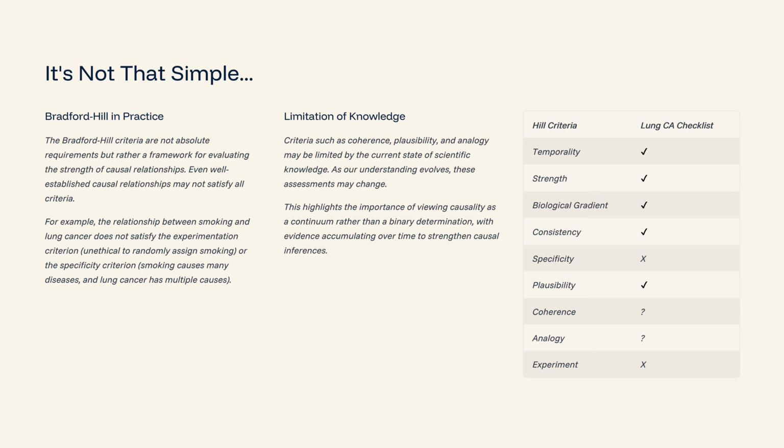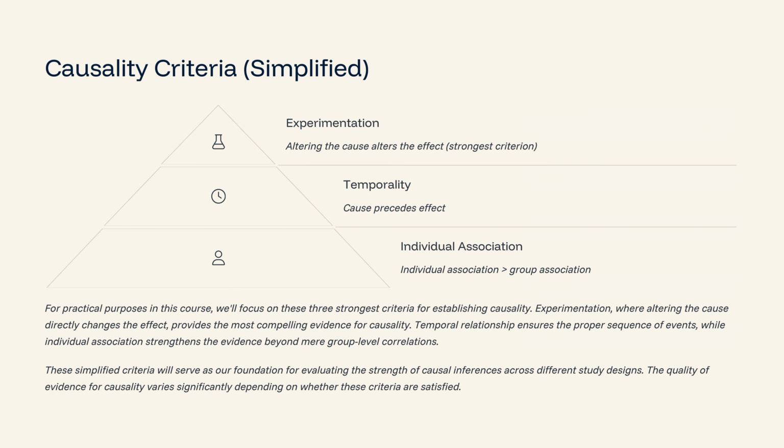Okay, and so you can see that example here in the lung cancer checklist. It checks, you can see temporality, strength, biological gradient, consistency, and plausibility. However, it doesn't have specificities, and we really don't know about coherence, analogy, and we can't do experimentation by making people smoke or not. Okay, but still, given all this, we are fairly certain that smoking increases your risk of lung cancer.